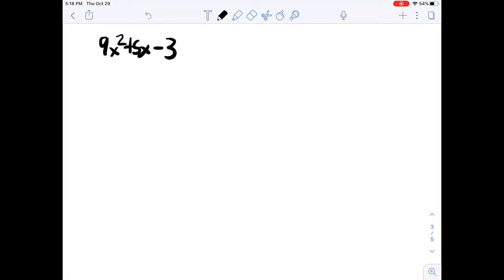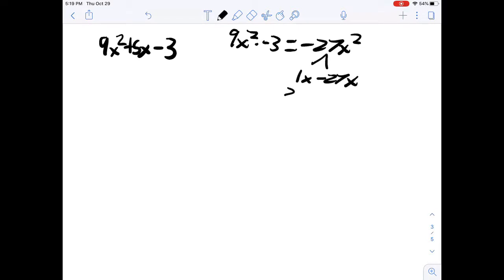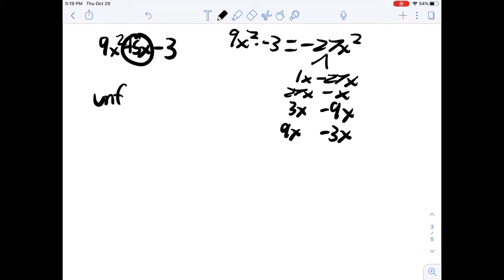And our last example here is 9x squared plus 5x minus 3. So 9x squared times negative 3 is negative 27x squared. The factors of negative 27x squared are 1x, negative 27x, 27x, negative x, 3x, negative 9x, 9x, and negative 3x. What's different here is that none of these factors add to 5. So this trinomial is unfactorable.